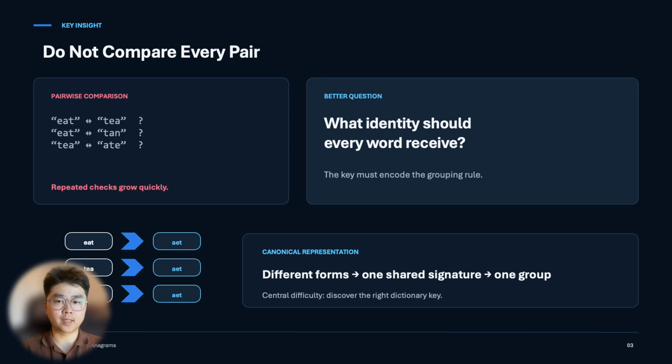At first, we may compare every word with every other word, but that would repeat the same kind of check every time and make the solution more complicated. A better idea is to give each word a simple identity. For example, if we sort these three words, they all become A, E, and T. So even though the original words look different, the computer can recognize them through the same signature. This shared signature is the key to grouping them efficiently.